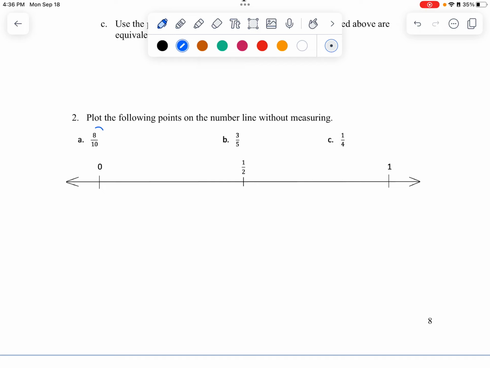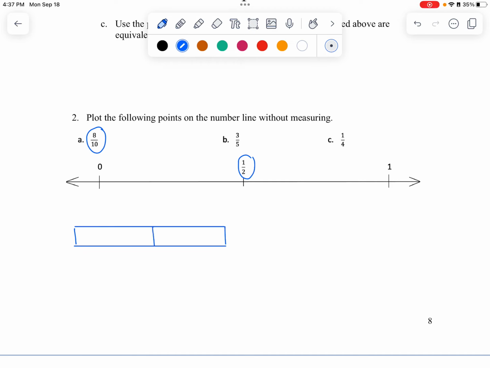For example, how does 8/10 compare to 1/2 and 1? And I mean, we know that 8/10 is less than 1 because it's less than 10/10. But we want to see how 8/10 compares to 1/2. And one way we can do that is by drawing a diagram.